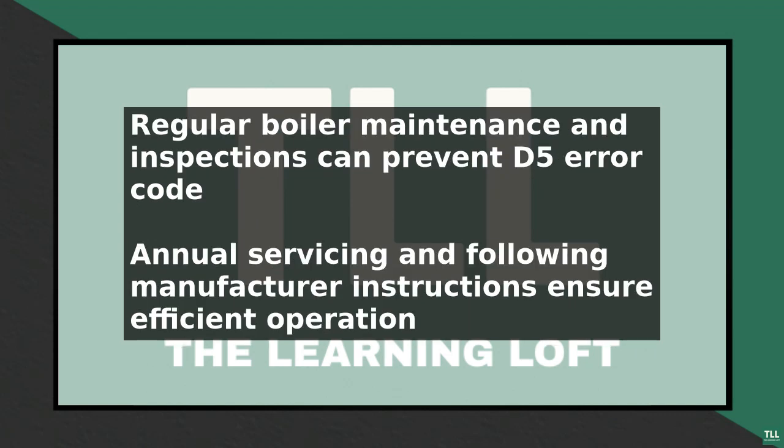and maintenance. In summary, the Bosch Boiler D5 error code is a common issue that can be resolved with proper maintenance and troubleshooting. By understanding the meaning, causes, and solutions, homeowners can take proactive steps to prevent the error code and ensure their boiler operates efficiently and safely. Regular maintenance and inspections can help identify potential issues before they become major problems, saving time and money in the long run.